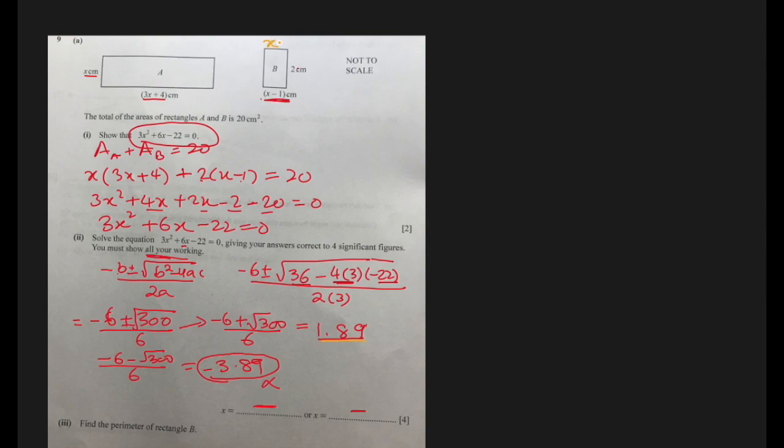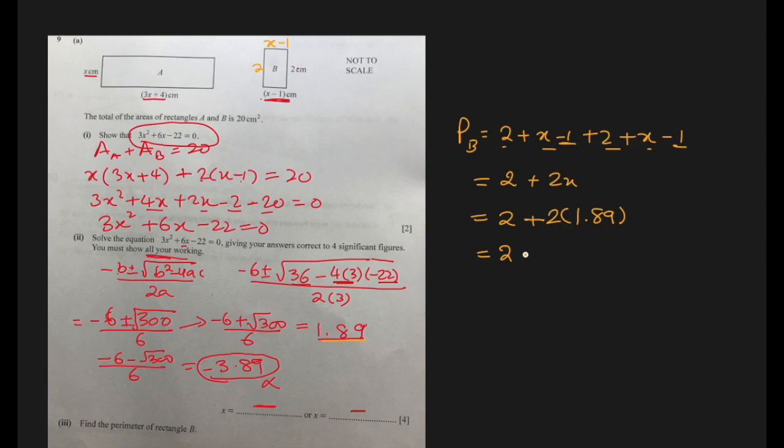This will also be x minus 1. This will also be 2. So perimeter of rectangle B will be 2 plus x minus 1 plus 2 plus x minus 1. 2 minus 1 is 1, 2 minus 1 is 1, and 1 plus 1, 2 again, and then x plus x is 2x. So we'll write 2 plus 2 times 1.89.